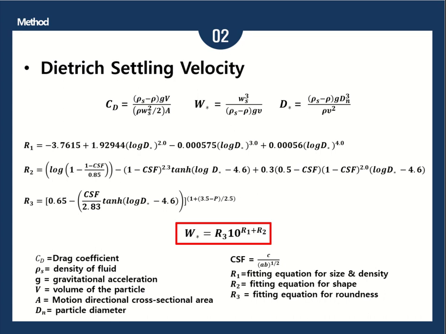From dimensionless velocity and diameter, they derive R1, R2, R3 as fitting equations. R1 is a fitting equation for size and density, R2 is a fitting equation for shapes, and R3 is a roundness fitting equation respectively. Finally, W star in the red box is the equation used as a theoretical value in this study.